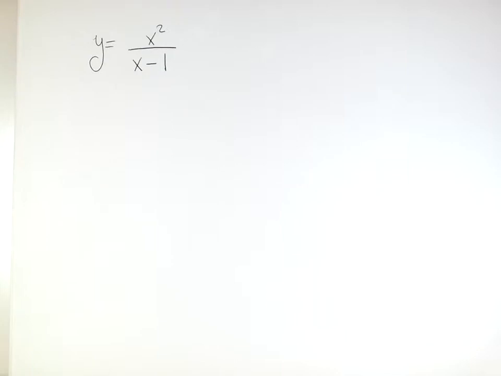I got 2x cubed minus 2x minus x squared over x minus 1 squared. What'd you get? For the second derivative? Yeah. Yeah, gotta keep going. That may be right.